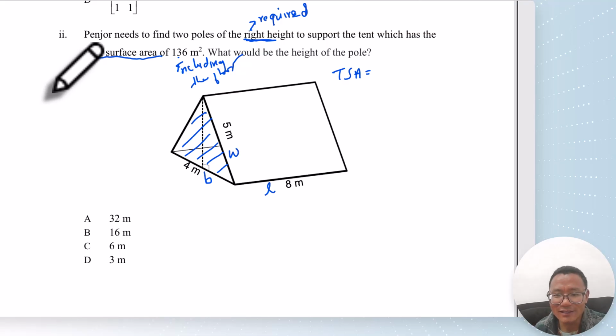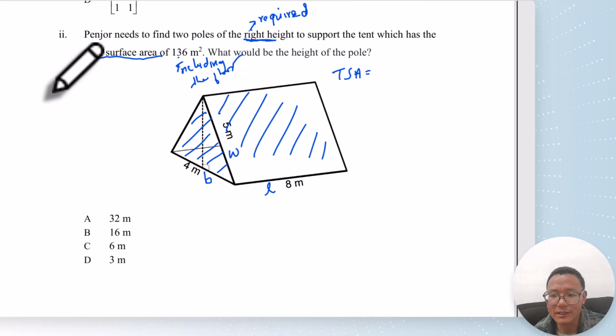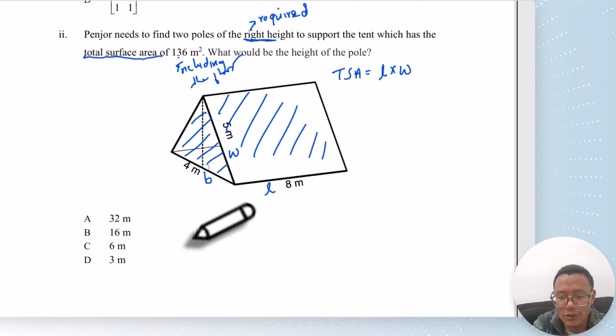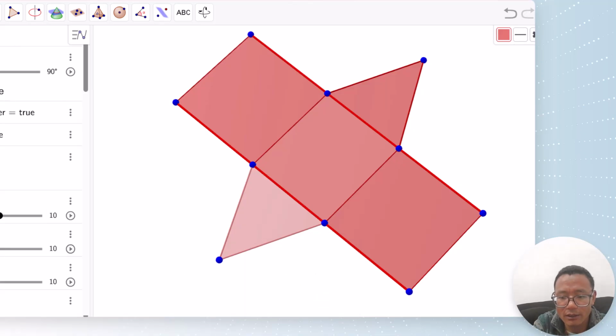Now we have two rectangles, and for the area you just need to use the formula of the area of a rectangle, that is length times width. There are two, let me show again.